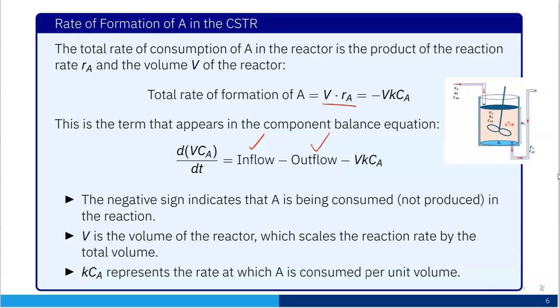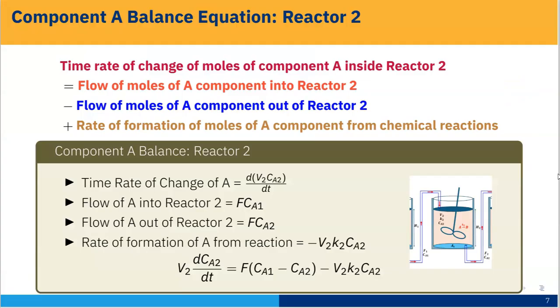V is the volume of the reactor, and we scale the reaction rate by the total volume, and K CA represents the rate at which A is consumed per unit volume. So now we already got that component A balance equation for reactor 1. Now reactor 2, similar mass balance equation. So time rate of change of moles of component A inside reactor 2 is equal to flow of moles of A component into reactor 2, minus flow of moles of A component out of reactor 2, and rate of formation of moles of A component from the chemical reaction.